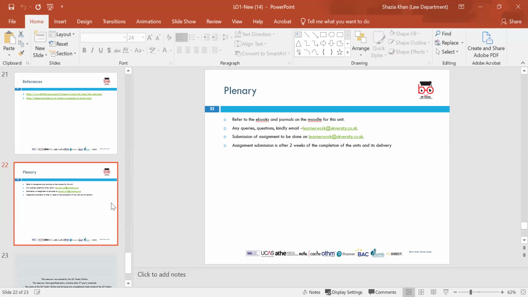Someone posted a question about the certificate, whether it will be NVQ. I don't know. You need to make sure you email learnerwork@ukvarsity.co.uk to ask them, if you need to find out about your certification. Is there any other questions? Has anyone got any other questions before we finish the session?